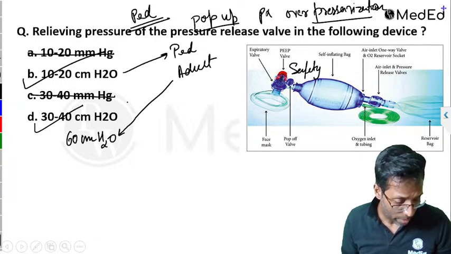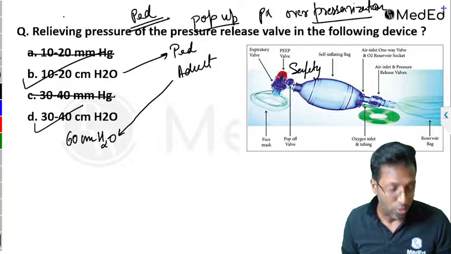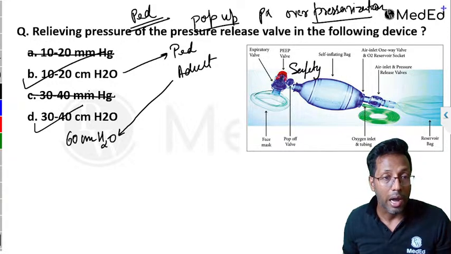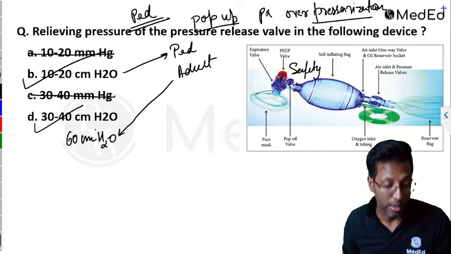Dr. Arvind says the ambu bag size looks like a pediatric one. Dr. Sahil Sharma says I think the option is 10 to 30 centimeter of water. Dr. Sahil, I just want to know what the other 2 options were. If 30 to 60 was given, and it's an adult one, I'll go with this.